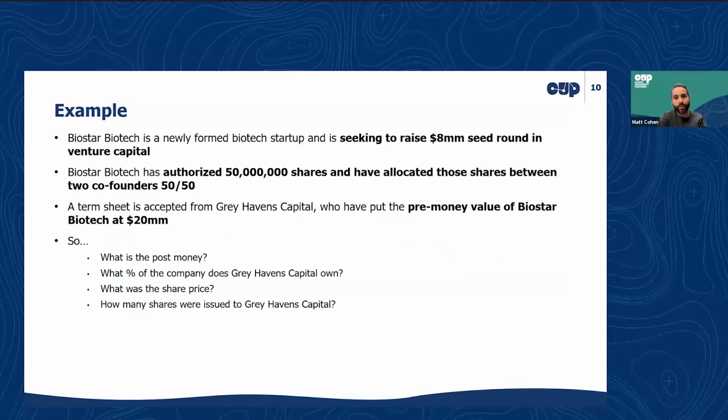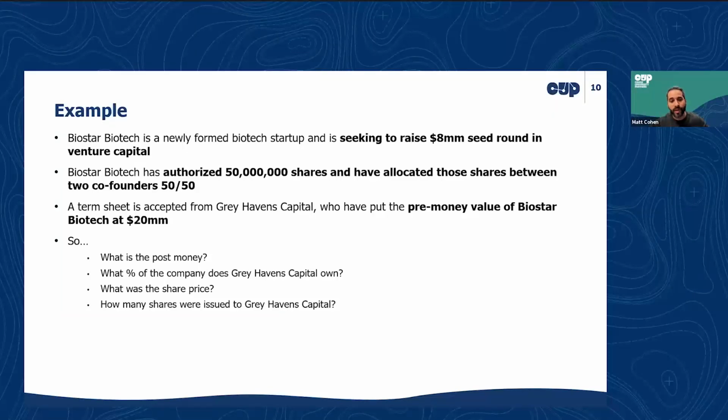So we'll go through an example here and we'll answer some questions at the bottom. Our example uses a made-up biotech company called BioStar Biotech. This is a newly formed company, and they're looking to raise an $8 million seed round. The company has authorized 50 million shares, and they've allocated those shares between two co-founders, 50-50. So 25 million to one co-founder, 25 million to the other, and now each co-founder owns 50% of the business.